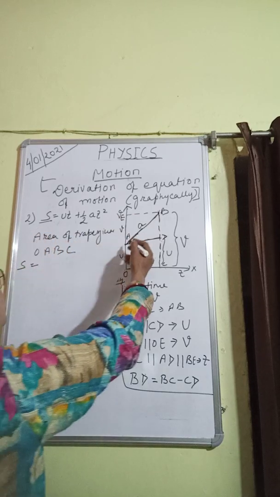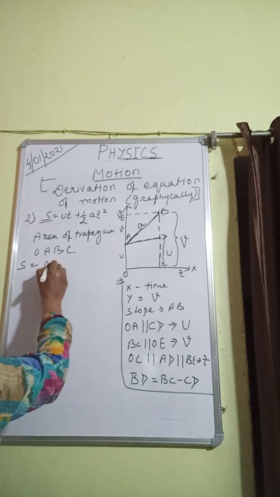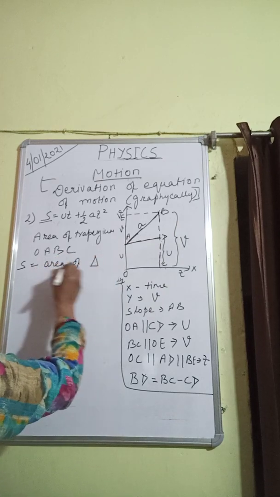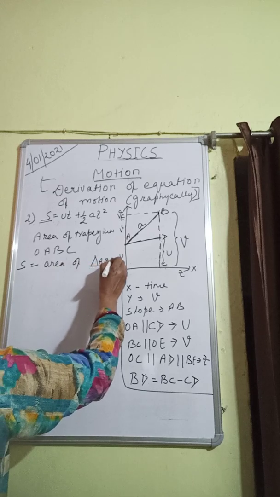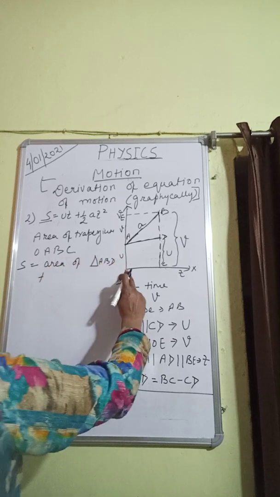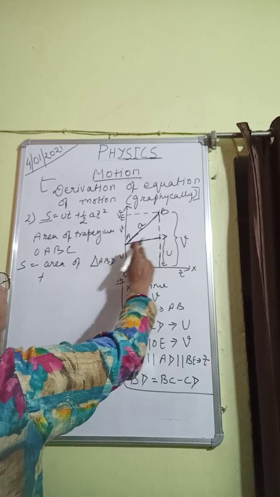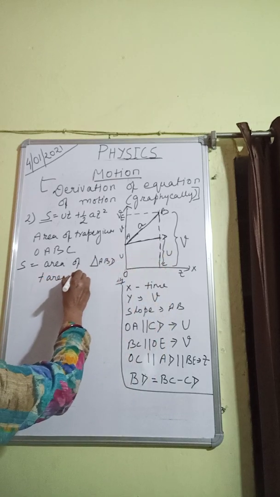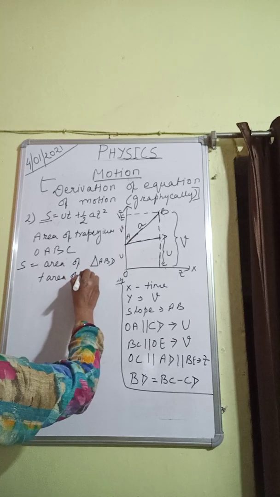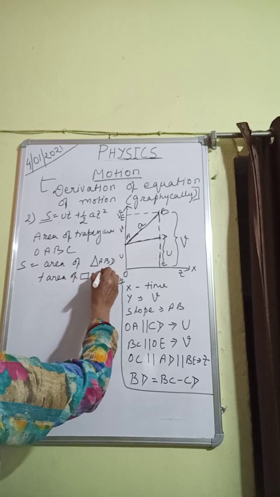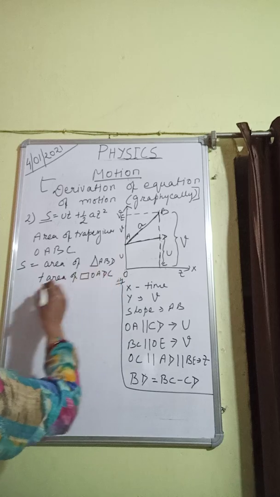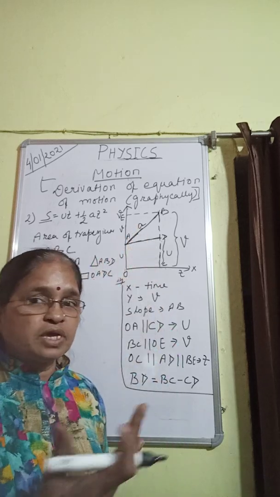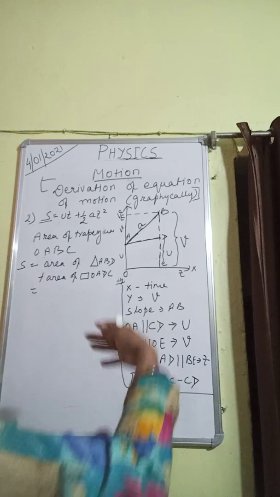This distance covered is the area of the triangle ABD plus the area of rectangle OADC. Very easily now you can find both areas and derive the equation.